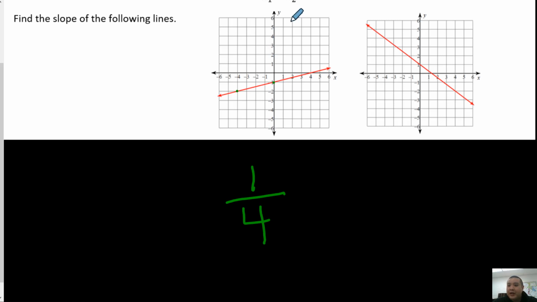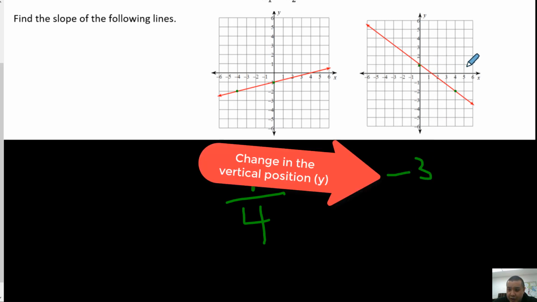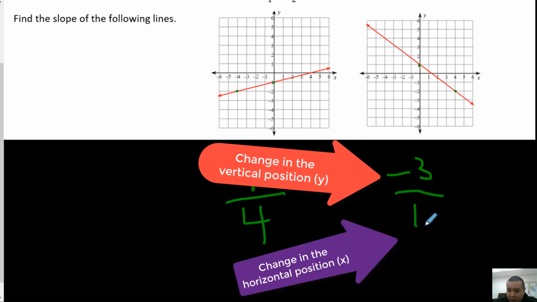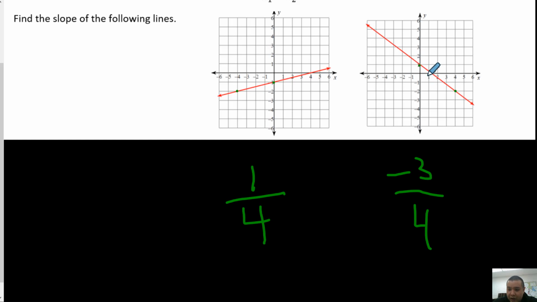Here we have a negative slope, and we can find 2 points. So we got 1 point right here, and another point over here. So we have a change in vertical of -3, change in horizontal of 4. Our run is 4. Our rise is -3, because it's not really a rise, it's really a fall. But rise over run, change in vertical over change in horizontal.